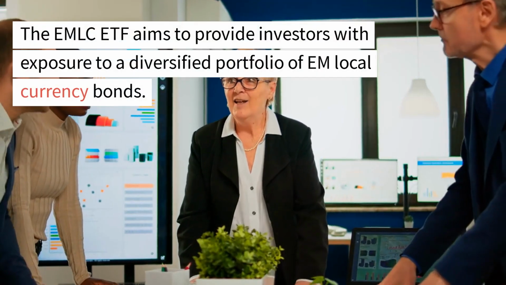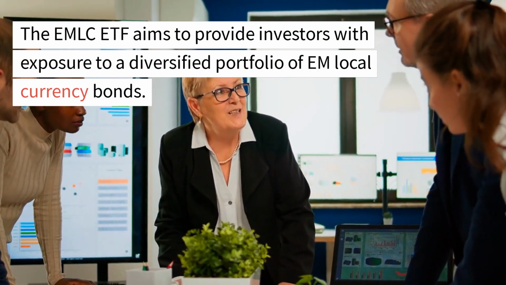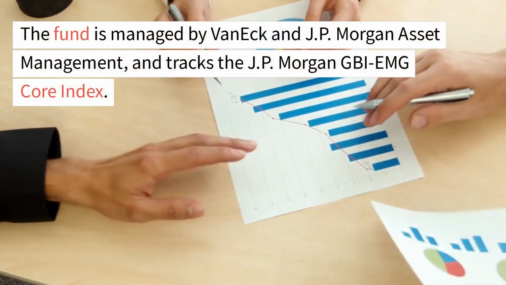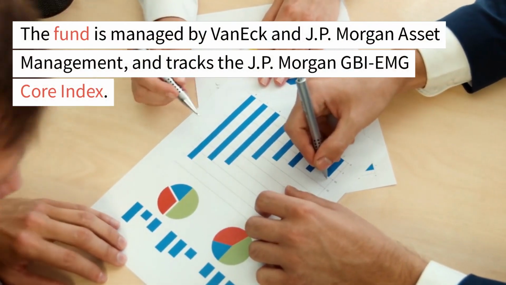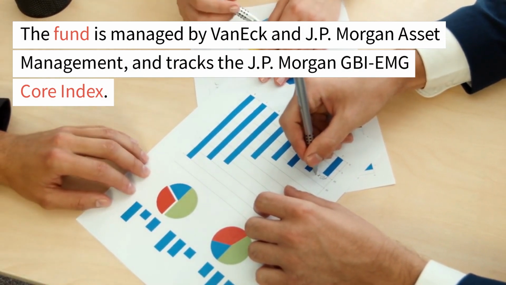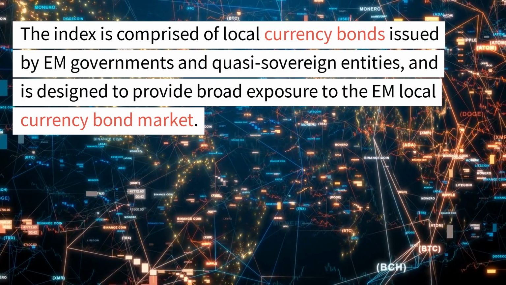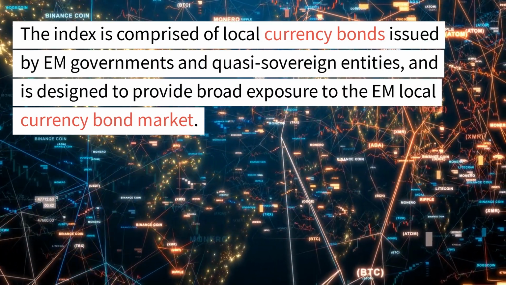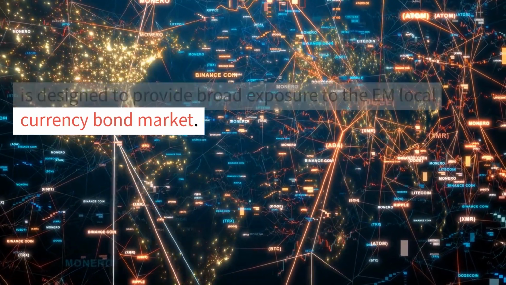The EMLC ETF aims to provide investors with exposure to a diversified portfolio of local currency bonds. The fund is managed by VanEck J.P. Morgan Asset Management, and tracks the JP Morgan GBI-EM Global Core Index. The index is comprised of local currency bonds issued by governments and quasi-sovereign entities, and is designed to provide broad exposure to the local currency bond market.